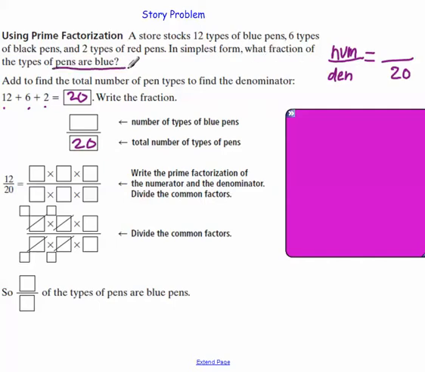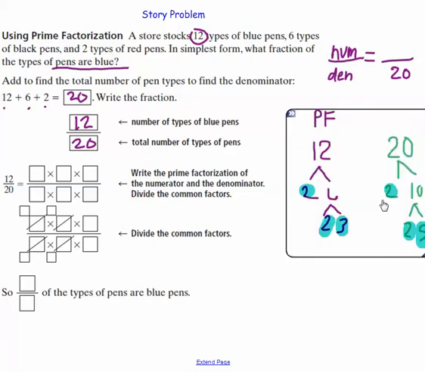My question's asking me what fraction are blue. So how many blue pens do I have? I have 12. So this is just a different kind of way that we can try to simplify a fraction. I'm going to use prime factorization. So let's figure out what the prime factors are for 12 and 20. So my prime factorization for 12 is going to be 2 times 2 times 3. Prime factorization for 20 is 2 times 2 times 5. So I have my prime factorization for each number.